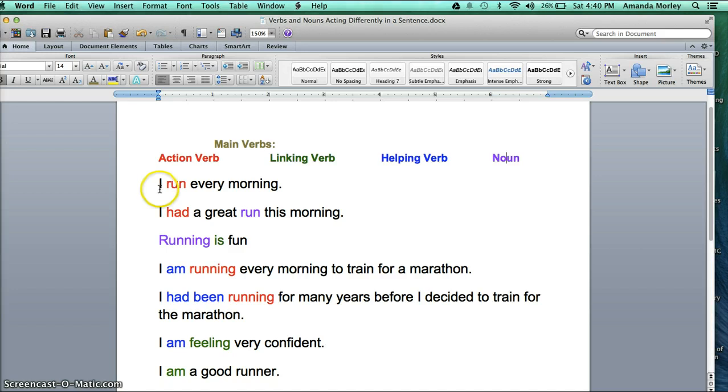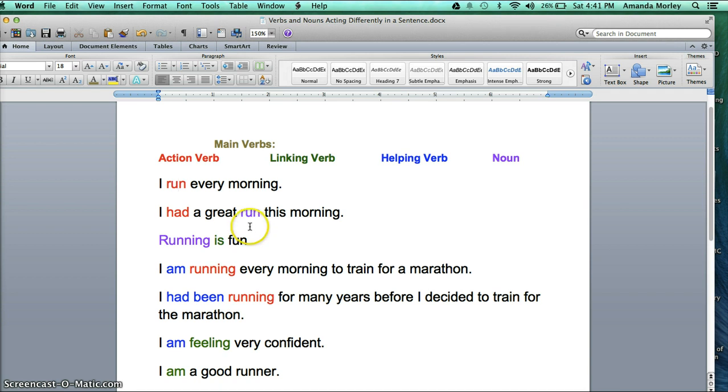In this first sentence, I run every morning. To run is what I'm doing. I run every morning. My body is physically moving, and so running in this sentence is an action verb. My body is doing something, okay?